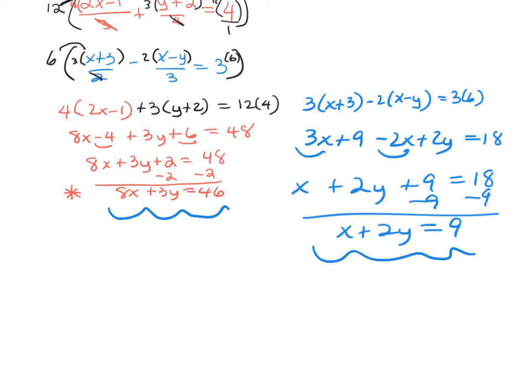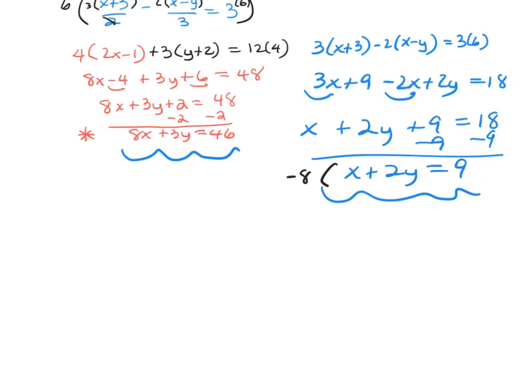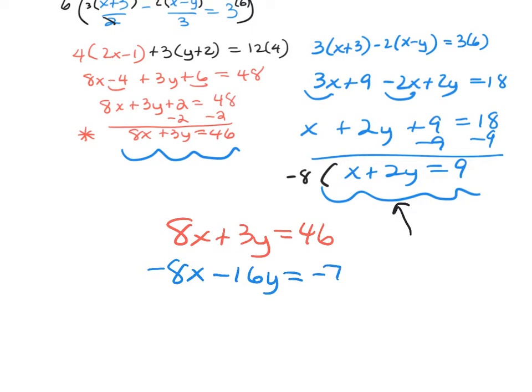I think I'm going to do elimination and I'm going to multiply this equation by negative 8 so I can eliminate the x. Now, I could have also eliminated the y, but I would have to multiply both equations. I could also do substitution. I could solve this equation for x and then substitute. It's up to you. So if I take my red one, 8x plus 3y equals 46. I'm going to take the blue one and distribute the negative 8. And now I can add the two equations.